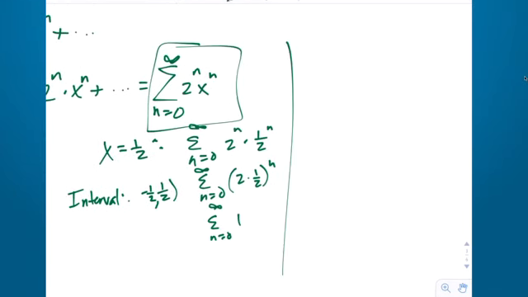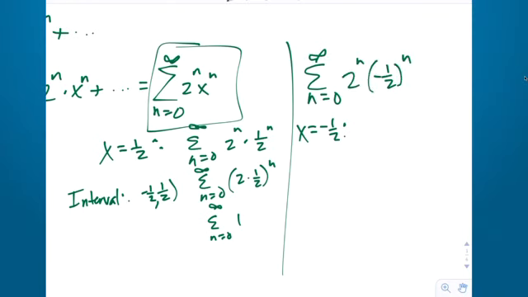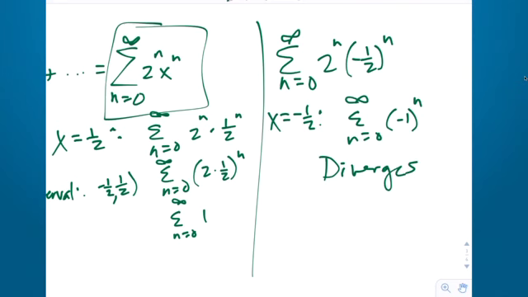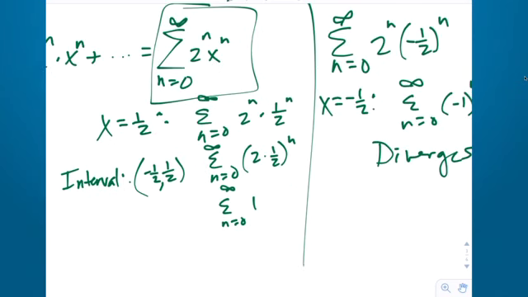Well, we'll just do it again. We'll just say at x equals negative 1/2, we get the sum of 2 to the n times negative 1/2 to the n, which if you split that up, it's going to end up being negative 1 to the n times 1, or just negative 1. You could bring that inside and call it negative 1 to the n. 2 times a negative 1/2 is negative 1. And that goes plus 1 minus 1, plus 1 minus 1. So that one also diverges by the nth term test. And because that one diverges, we cannot include the left endpoint either.